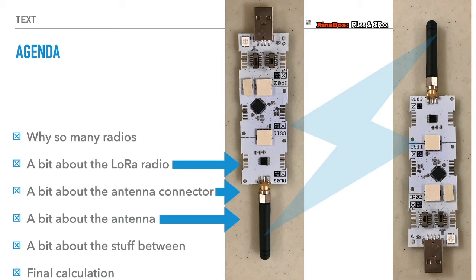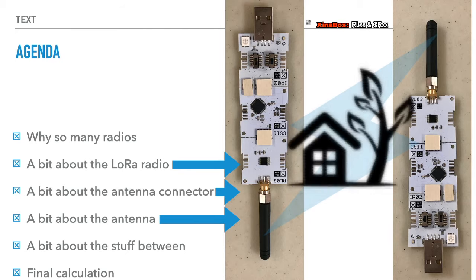And then a bit about the antenna connector. It's very important when you want to find an antenna. I'm going to show you why just now. And then, of course, the antenna. And then we're going to talk a little bit about the stuff in between. And then we have a final calculation that gives you the overall idea about why we have LoRa radios. So as I said, one of the things we want to talk about is what is in between the two radios.